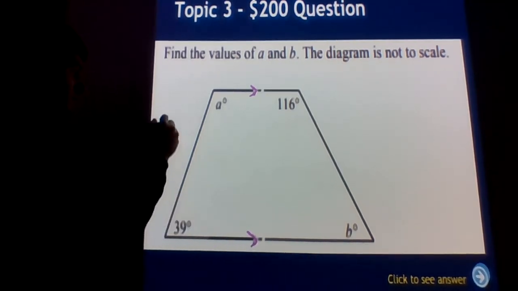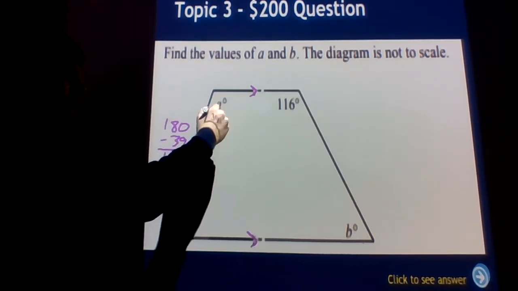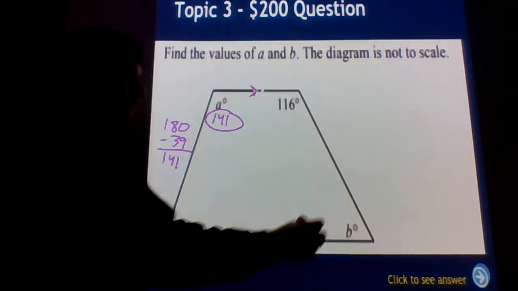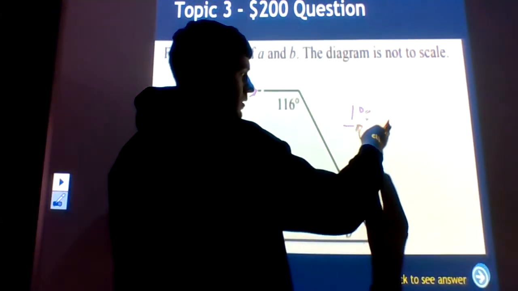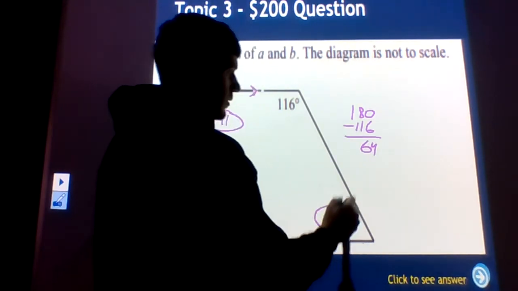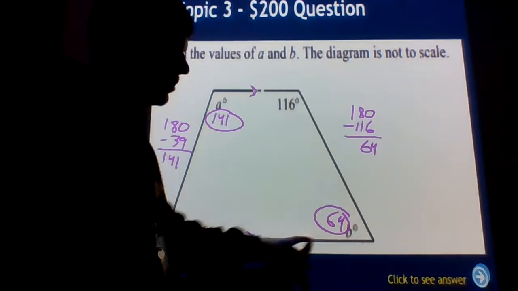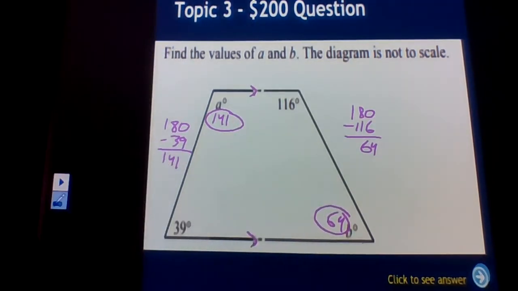So 180 minus 39 is going to be 141. 180 minus 116 is 64. And we know that all of these should add up to 360. These add up to 180, these add up to 180, so all 4 add up to 360. That's all we know for a regular trapezoid.